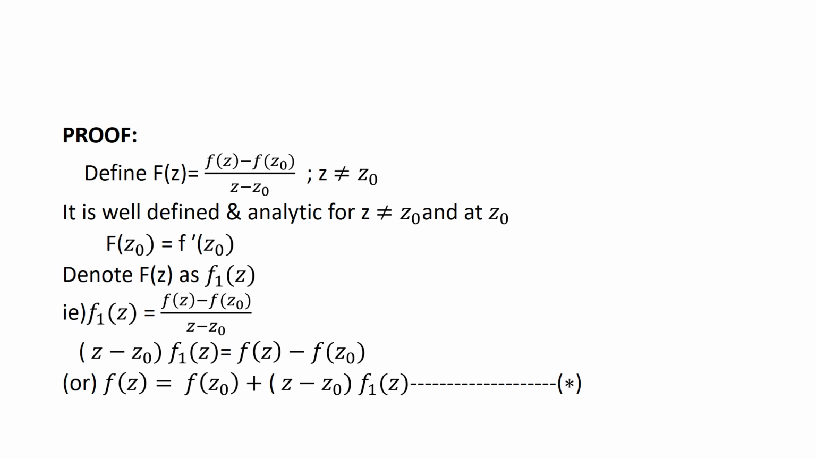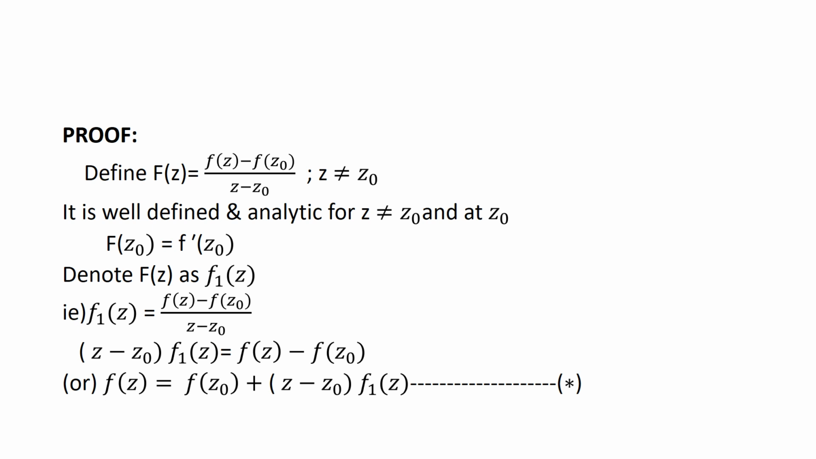Proof. Let us define capital F(z) as (f(z) − f(z₀))/(z − z₀) for z not equal to z₀. For z not equal to z₀, it is well defined and analytic. At the point z₀, we take F(z₀) as f′(z₀). Now let us denote capital F(z) as f₁(z). That is, f₁(z) = (f(z) − f(z₀))/(z − z₀).